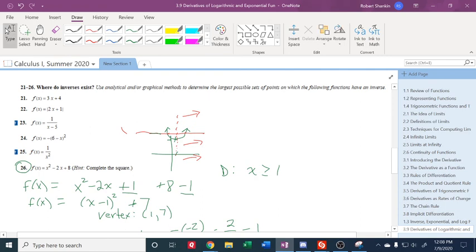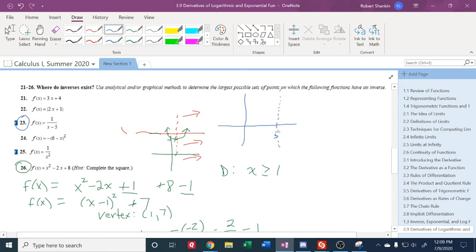So if it wasn't a parabola, if it was, I'd say number 23, it's 1 over x minus 5. I know the vertical asymptote is going to be at 5. So does that mean that the range is from negative infinity to 5 and then 5 to infinity? Is that what you're stating as the largest possible set of points that that function can be? Okay.